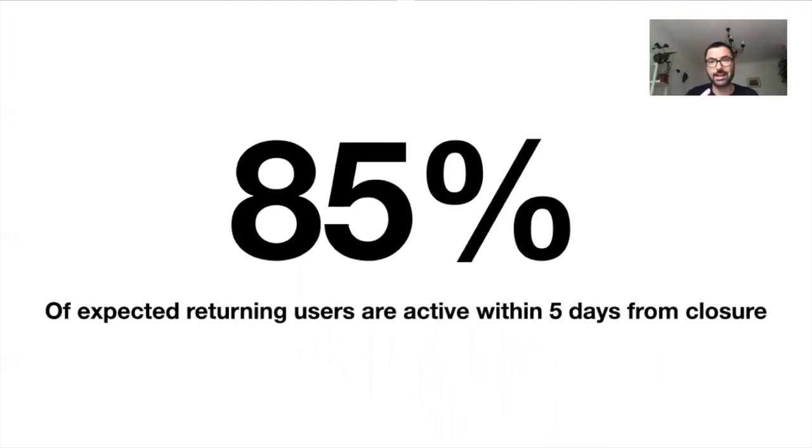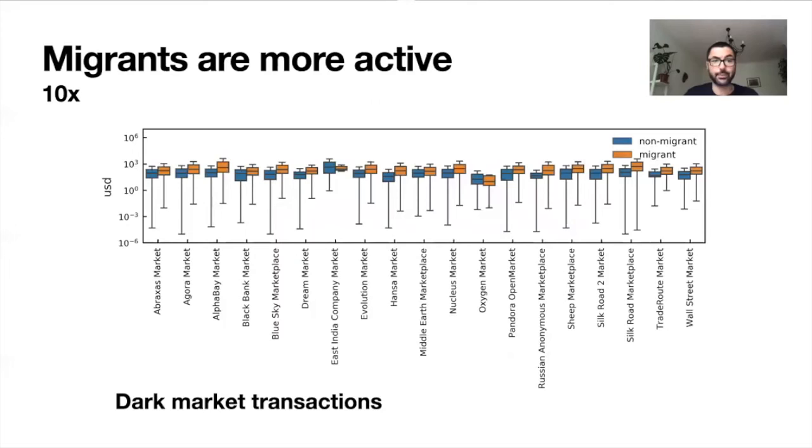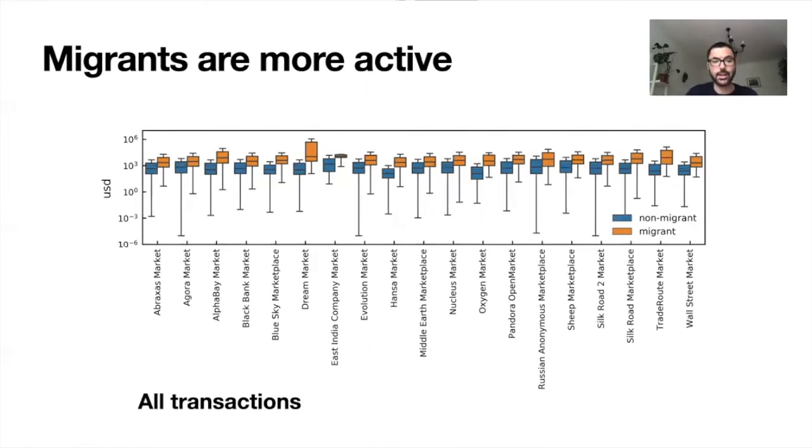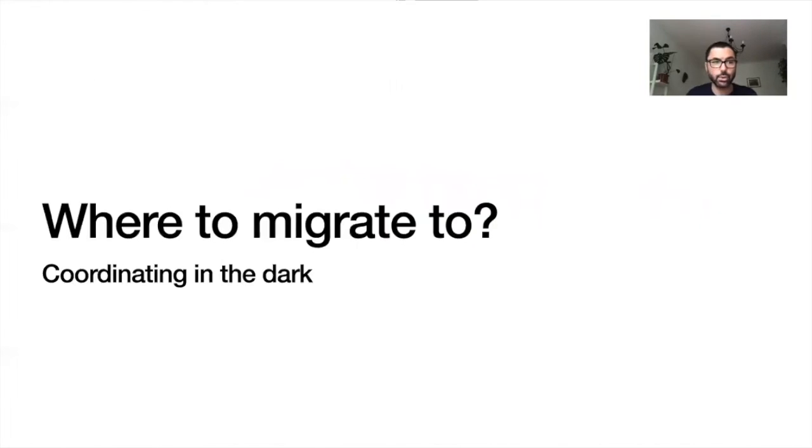But you need to consider that some of them will do everything in their capability to mask their future activities after a closure. And these 85% are also more active. So this contributes to the preservation of volume, because those who migrate are actually more active by a factor of 10, both when you look at dark market transactions and when you consider all transactions in general. So where to migrate to?